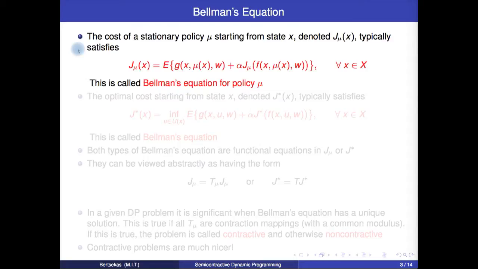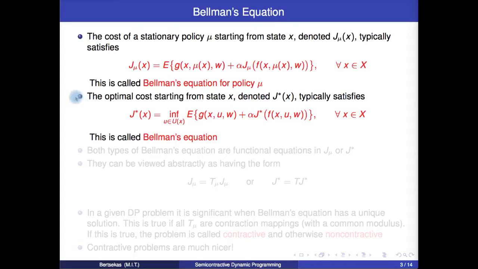Let us now introduce Bellman's equation for a given stationary policy. It has this form here, and what it says is that the cost of using policy mu starting from x is the sum of the expected value of the first stage cost plus the cost from the remaining stages starting from the next state and appropriately discounted. It captures the essence of the dynamic programming concept.